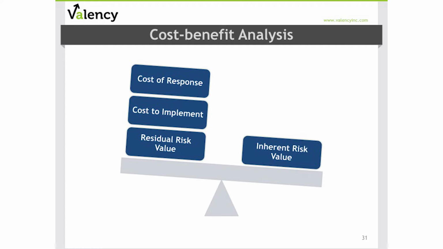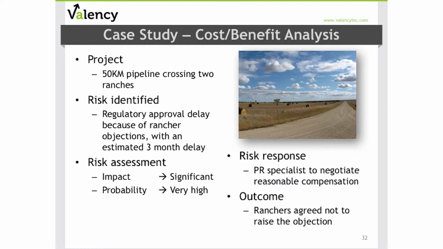An example where cost-benefit analysis was key was a project to build a 50-kilometer pipeline where the preferred route would cross 2 ranches. The project team had identified a risk that the regulatory approval could be delayed because of rancher objections. The team estimated this could add up to a 3-month delay to the project. The project team had to tackle this risk and take action, but there were different options that would allow them to mitigate, accept, or even avoid the risk if they could come up with an alternate route. Each risk response had a different cost and a different benefit.